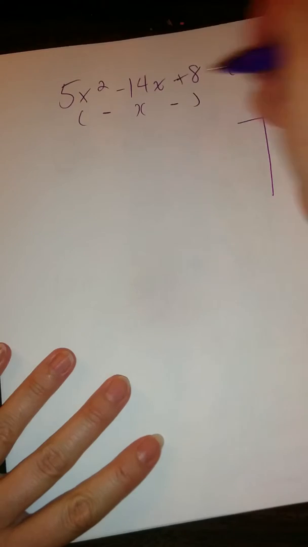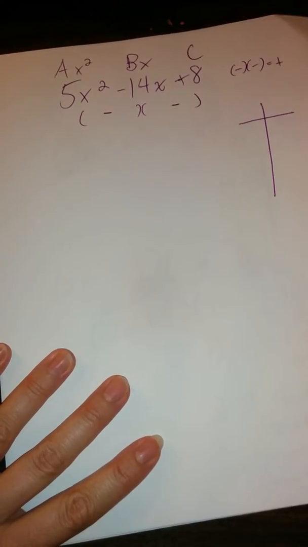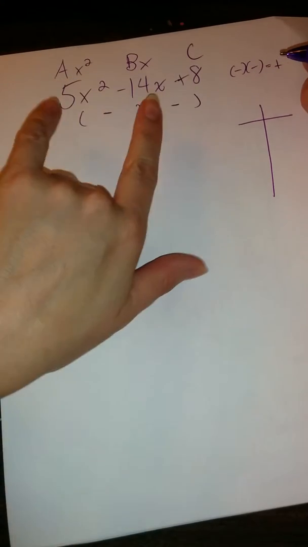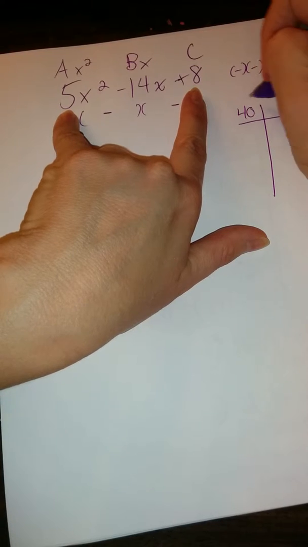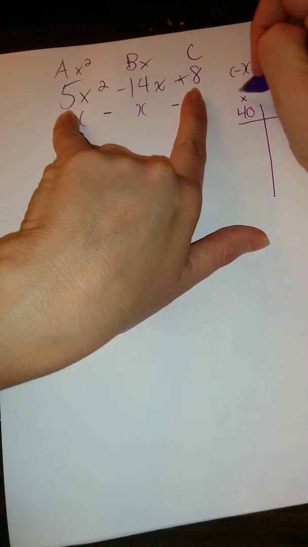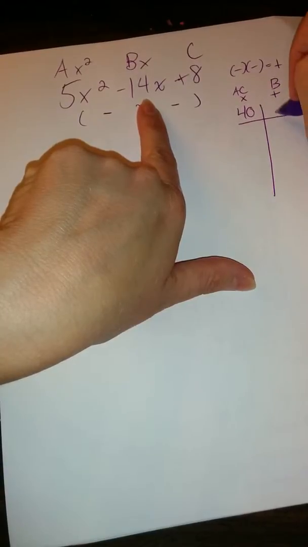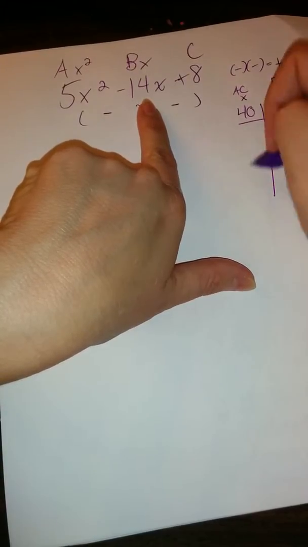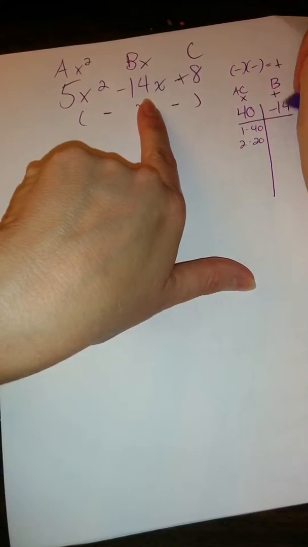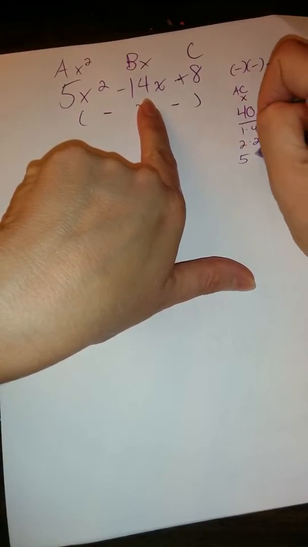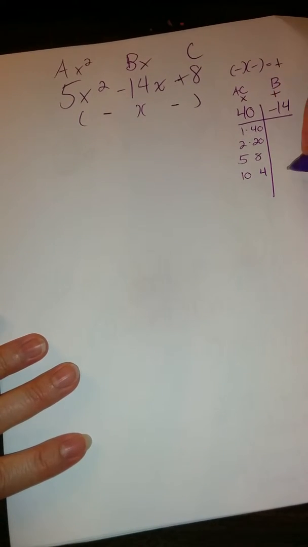Now let's do it the long way. We have our ax squared, our bx, and our c. So we know what our terms are, of course. So we have got 5 times 8, which is going to be 40. I need two numbers that when I multiply give me 40. This is my a times c. And I need two numbers that when I add, they give me my b term, which is a negative 14. So, yep, looking at it, I can do 1 and 40. I can do 2 and 20. So far, I haven't made my 14. I could do 5 and 8. Nope. But how about 10 and 4? Yes. Cool. 10 and 4 work.